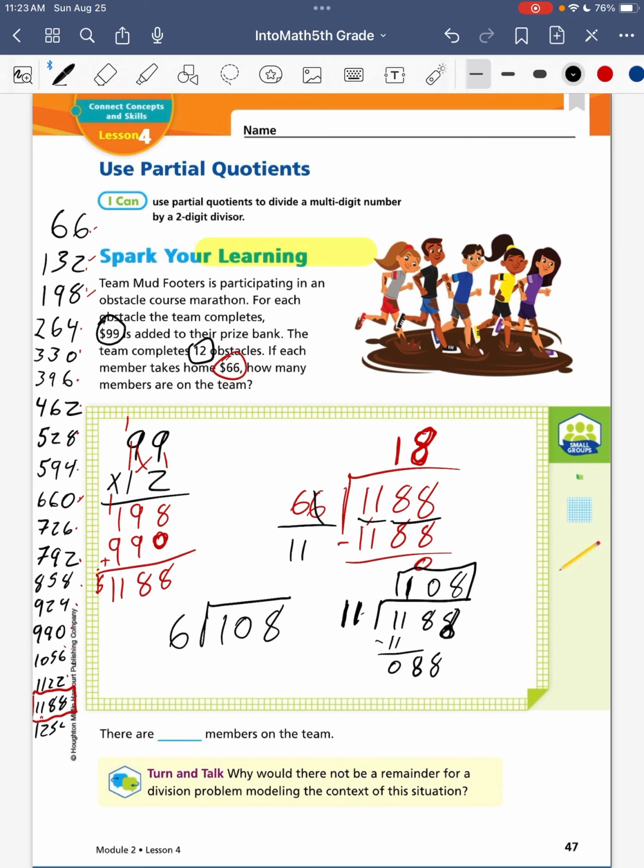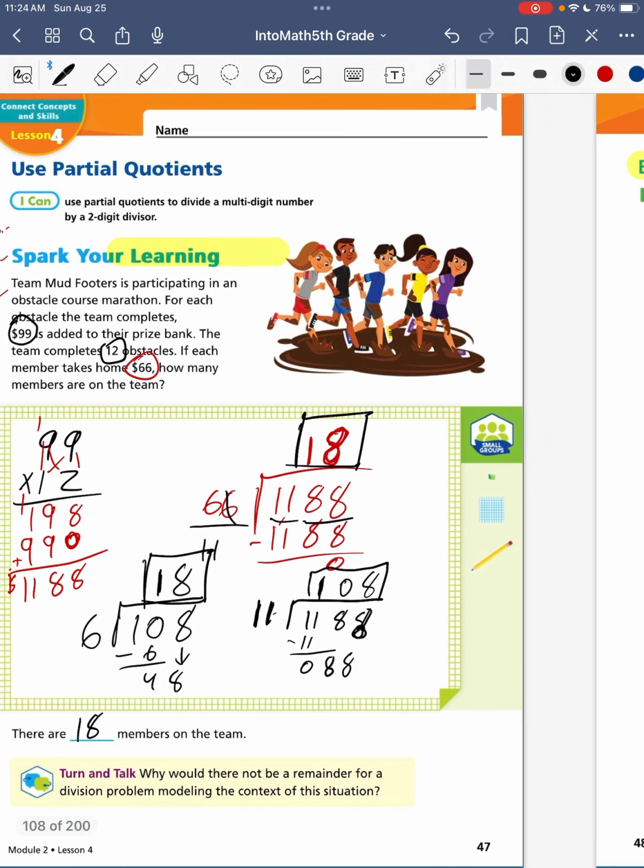So 6 can go into 10 one time. 10 minus 6 is 4. Carry down our 8. 6 can go into 48 8 times. So by breaking up 66 into 6 times 11, we can find that our quotient is 18. So 18 members of the team completed 12 obstacles, and each took home $66. There are 18 members of our team. Throughout today's lesson, we are going to be doing partial quotients, looking at our divisor and thinking about how we can split it up into numbers that would add up to our total quotient.